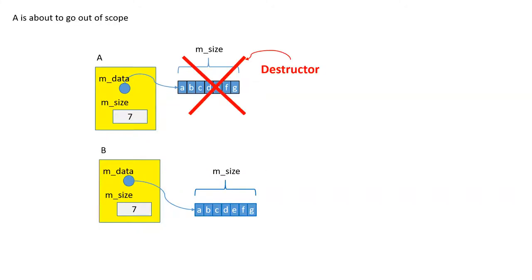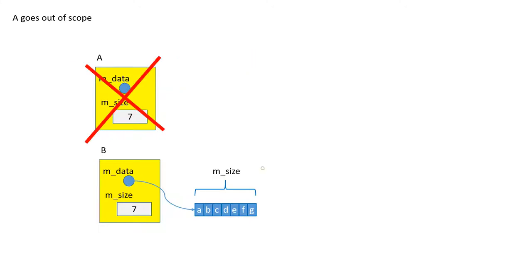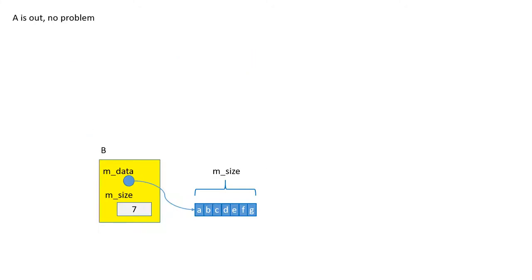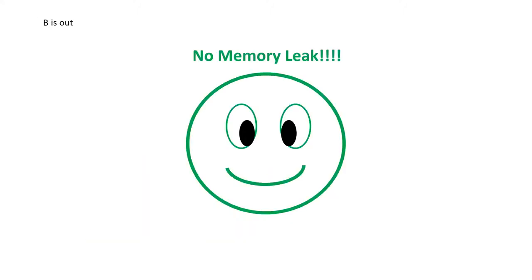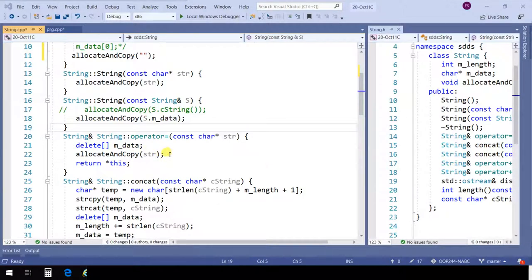And when the first one goes out of scope, the data of that one's going to get destroyed and nothing's wrong. When the second one is getting destroyed, the data of that one's going to get destroyed and nothing is wrong. And therefore, we're not going to have any memory leak. All right? And that's exactly what we have done over here. So we actually said, if a string is assigned to a C string, don't just set it. First, delete the current data, then allocate the copy, and return the current object. So that's the assignment between an object and a C string.